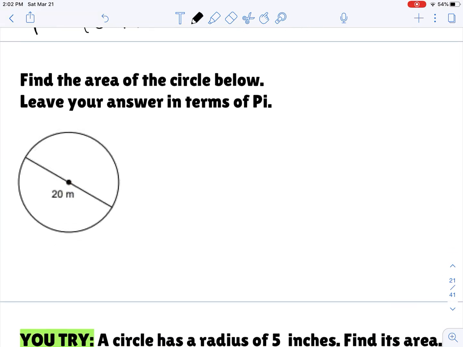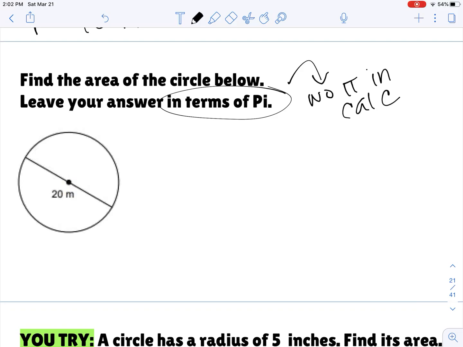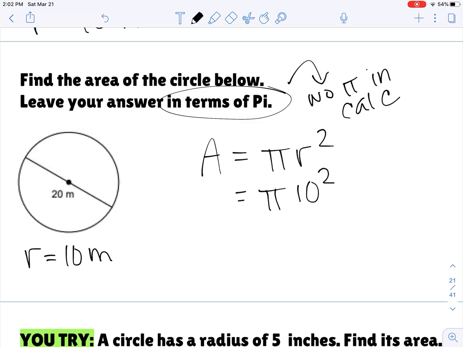Lastly, let's find the area of the circle below. Leave your answer in terms of pi. That means we put everything in the calculator except pi. No pi in calculator. We're just going to tack it on in the end. So it's still the same circle. So we knew that the radius was 10, so we're still using the same idea here. Start with your formula, pi radius squared. Substitute, pi 10 squared. 10 squared is 100, okay? So you would just put 10 squared into your calculator, tack on that pi, and then it'd be meters squared.